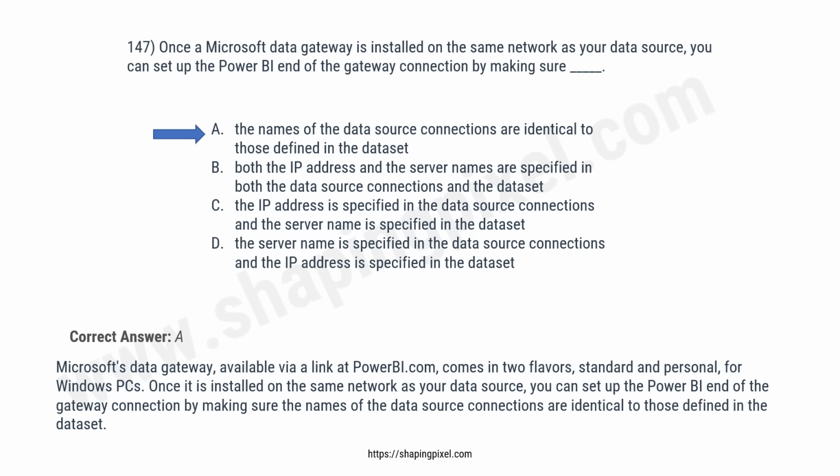Microsoft Data Gateway, available via a link at powerbi.com, comes in two flavors, standard and personal. For Windows PCs, once it is installed on the same network as your data source, you can set up the Power BI end of the gateway connection by making sure the names of the data source connections are identical to those defined in the dataset.